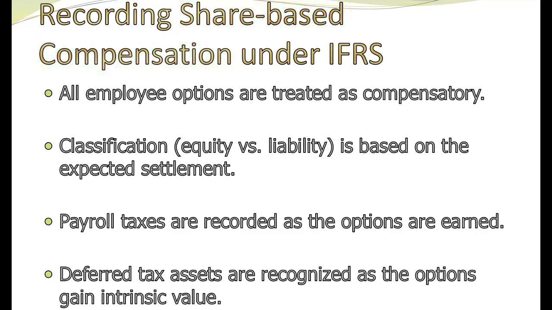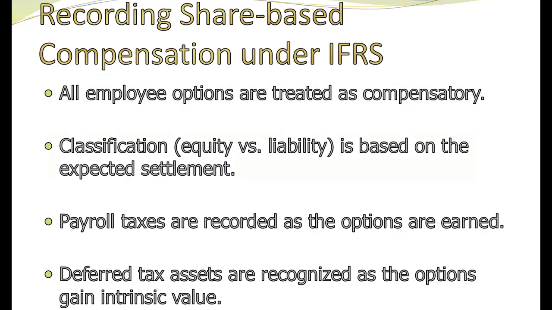Under IFRS, all employee options are treated as compensatory. Under US GAAP, you can have compensatory or non-compensatory. We didn't worry too much about that difference here and focused mostly on the compensatory idea, but be aware that there is this other classification, and if you need to use it, you'll need to look it up in the ASC database and get the rules. But under IFRS, we don't worry about it. They're all classified the same.